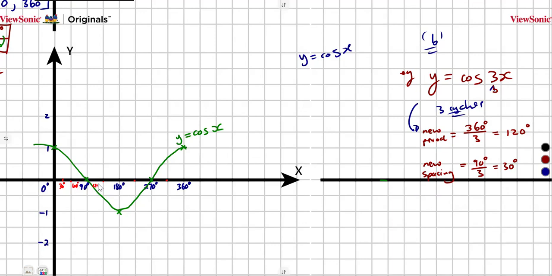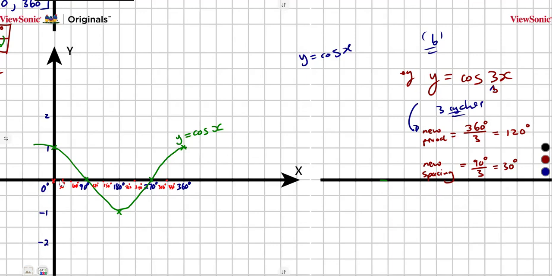120, 150. From 180, we add 30. That is going to be 210. So this one is going to be too much, guys. There'll be a lot of spacing there. 240. Okay, let's just do it. Then this is 300, 330 up to 360.